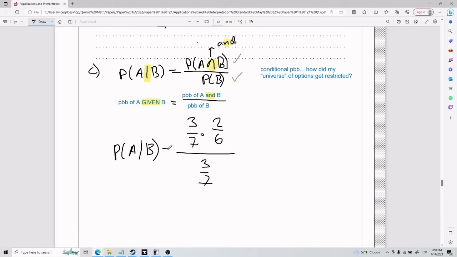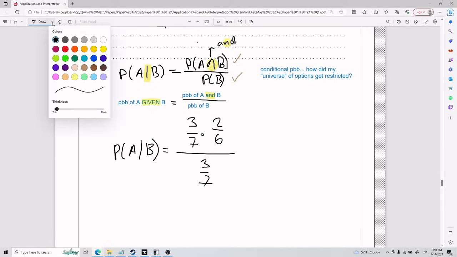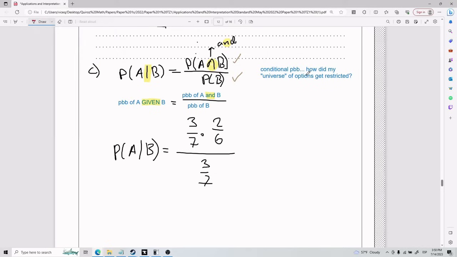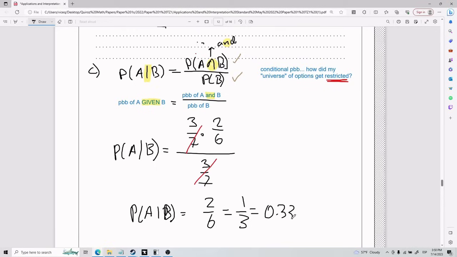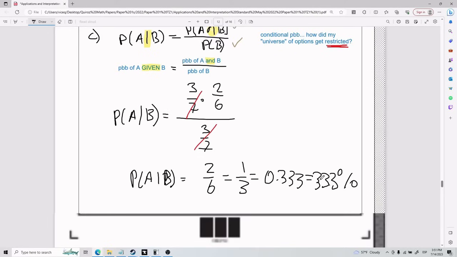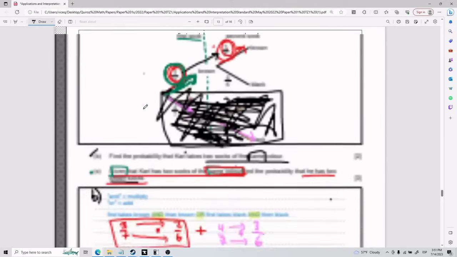I know conditional probability is confusing, but the key idea is how do my options get restricted? And so this goes away with this. I end up with, quite simply, 2/6, which is 1/3, which is the same as 0.333 or 33.3%. All right, yeah, that is part C.